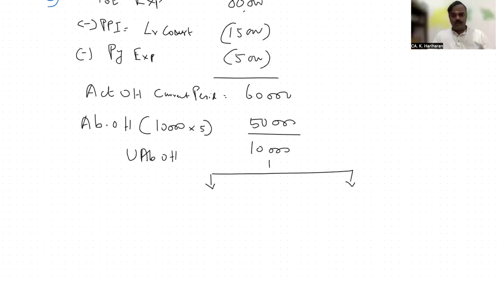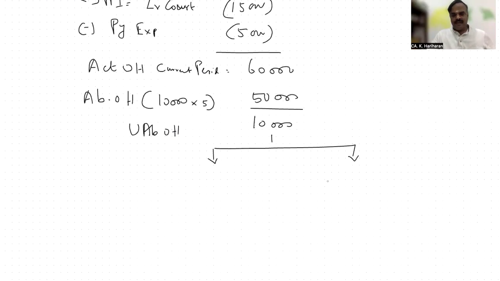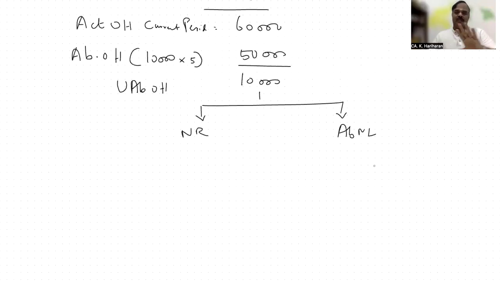One part is due to normal reason, another one is due to abnormal reason. Abnormal reason means that we have to transfer it to the costing profit and loss account. Normal reason means it forms part of the cost of production. Now, is there any information with respect to abnormal reason?